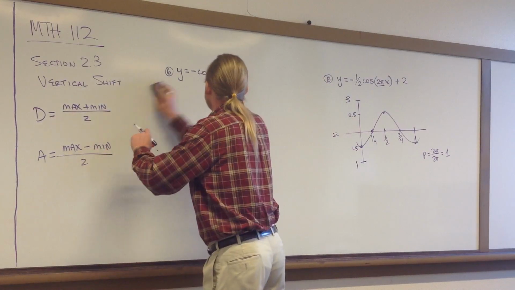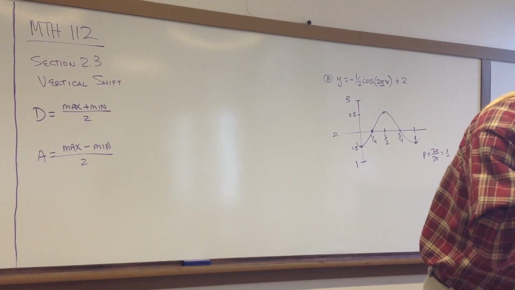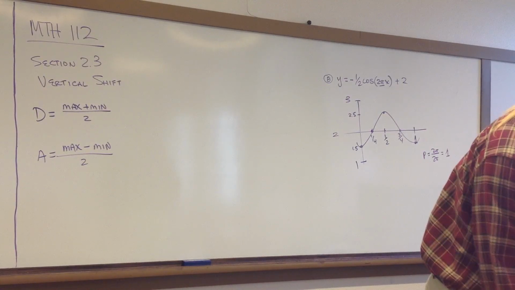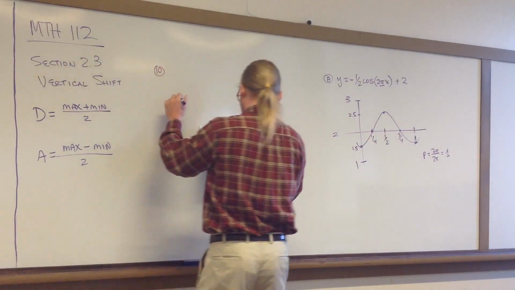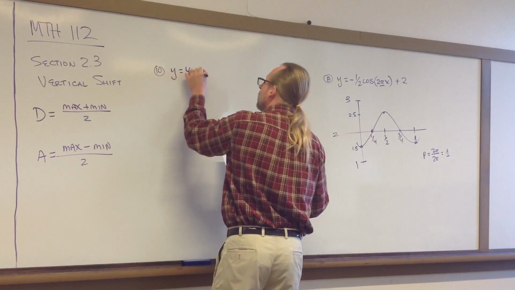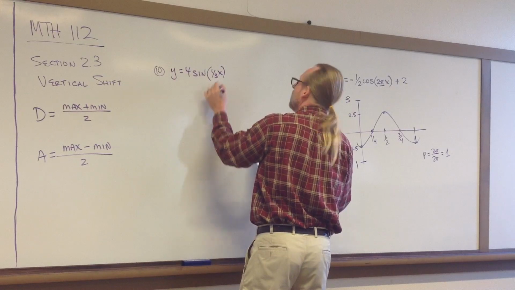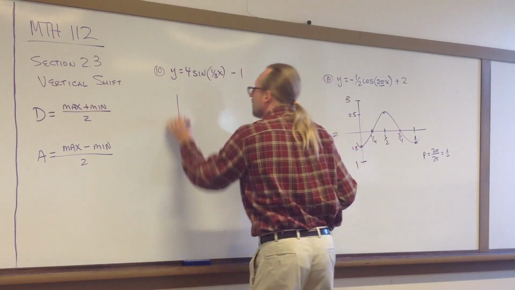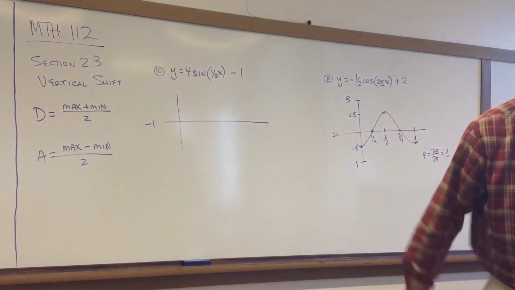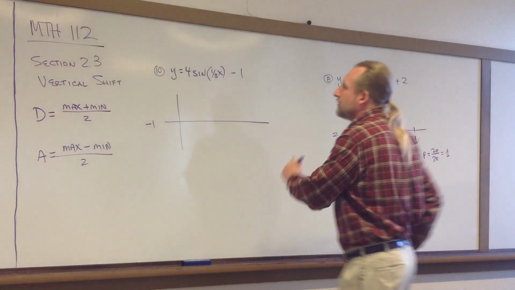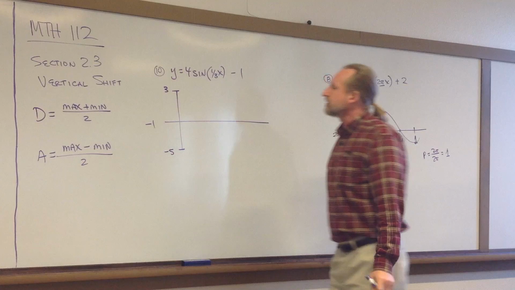Okay, got a couple more here to look at. Let's see what else we've got. Problem 10. y equals 4 sine 1/3 x minus 1. Okay, so that makes our midline value there -1. Our amplitude is 4, so this will go up to 3 and down to -5.